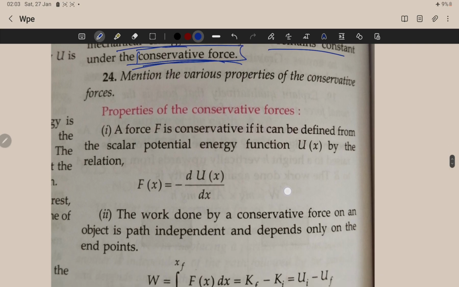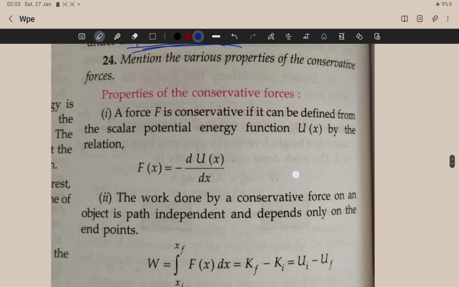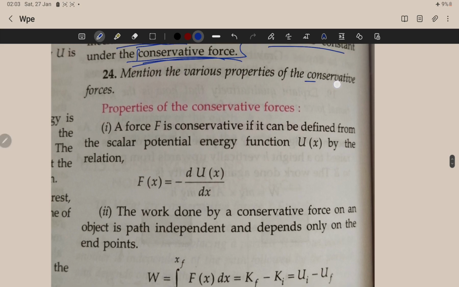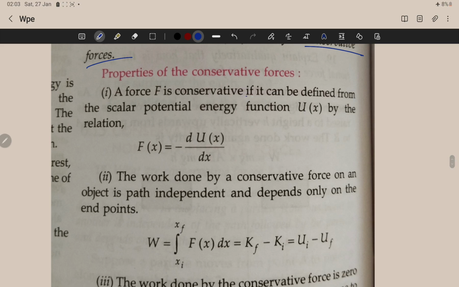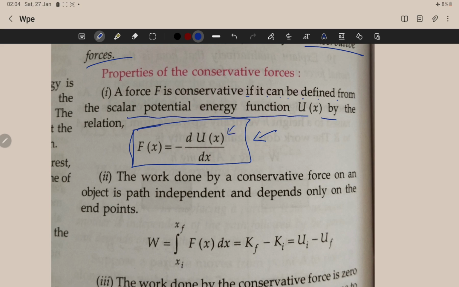Now let's mention the various properties of conservative forces. So what is the first property? A force F is conservative if it can be defined from a scalar potential energy function U by a relation. We define that the conservative force is the negative gradient of the potential energy. That is the first point of the conservative force: it can be defined in terms of the scalar potential energy function Ux by the relation.